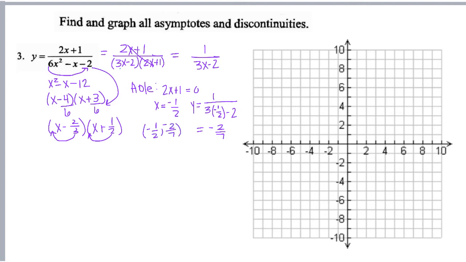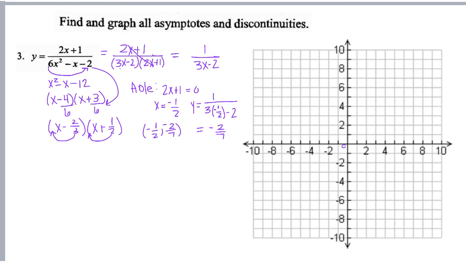Now, if you go to plot that, I know that's awkward, and what you will do is end up in the third quadrant, and you will just need to put a good estimate of where negative 1/2, negative 2/7 will be. All right, now let's go through and finish our RATE process.